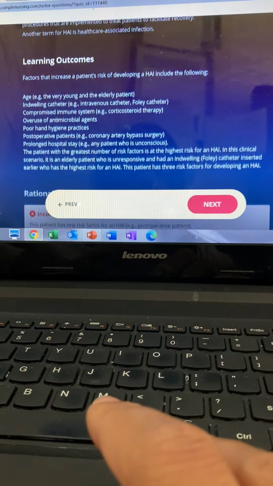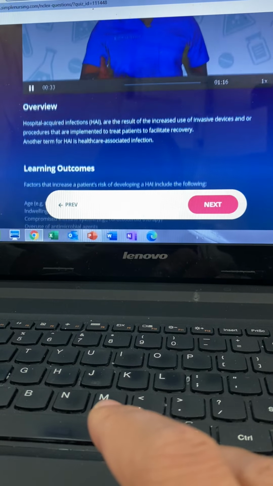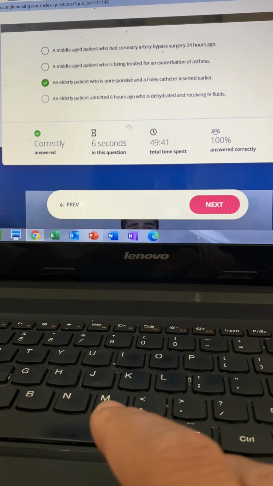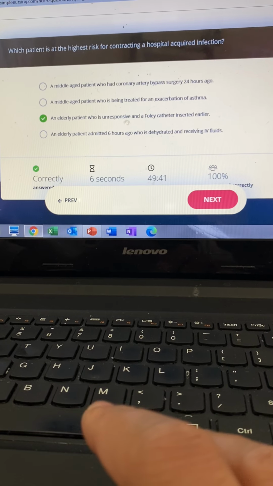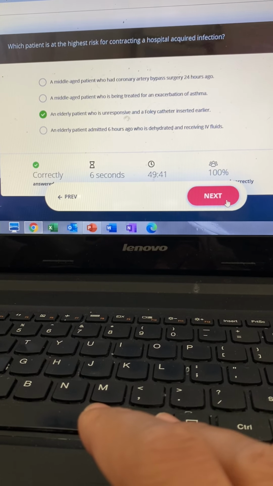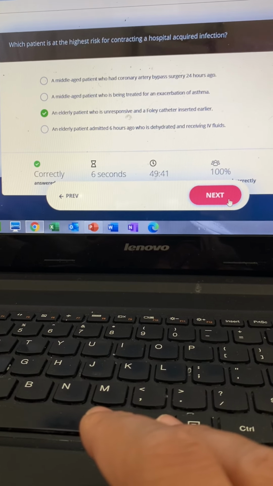So option number 1 is incorrect. This patient is middle-aged and just had surgery 1 day ago. So guys, not a lot of risk factors here. And option 2 is incorrect. Again, we have a middle-aged patient being treated for asthma, so not really a big risk here.